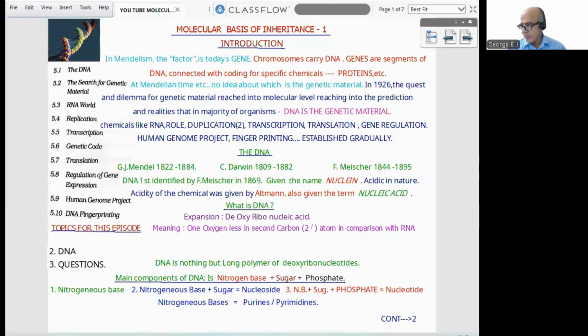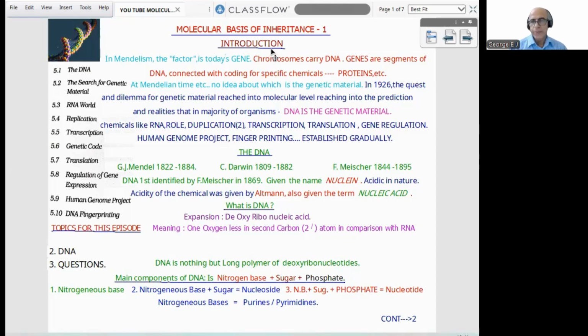So, molecular basis of inheritance 1. What all things will we be discussing in this episode? First, as usual, introduction will be there. Second is DNA. Third is questions. So, three topics we'll be discussing: introduction, DNA, questions. Introduction is already given here. Again, remember this is more towards the biochemical aspect, more modern than Mendel.